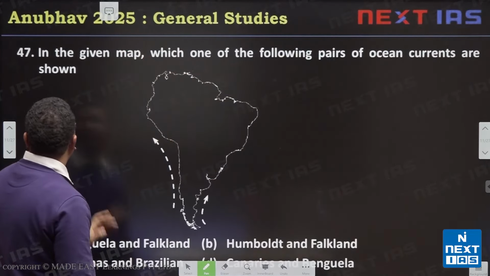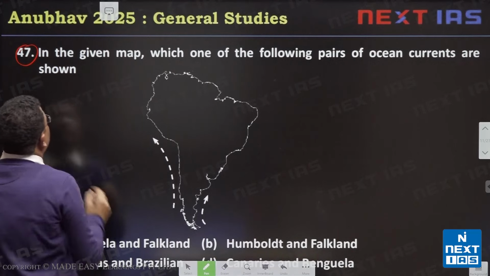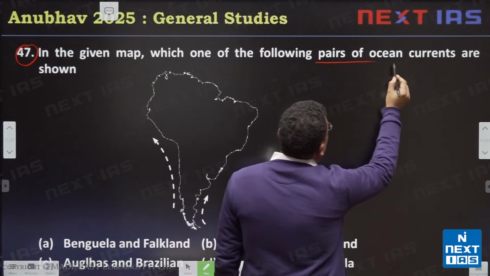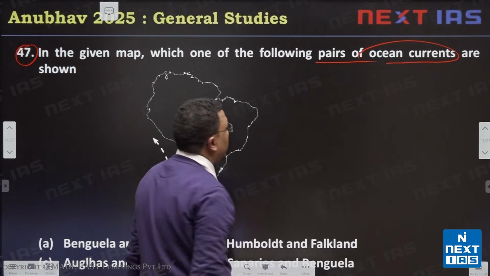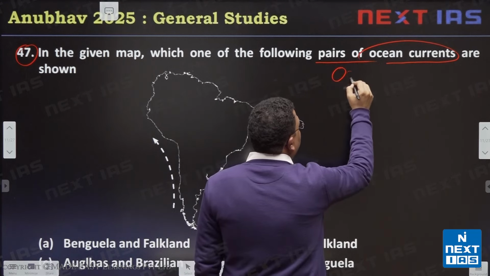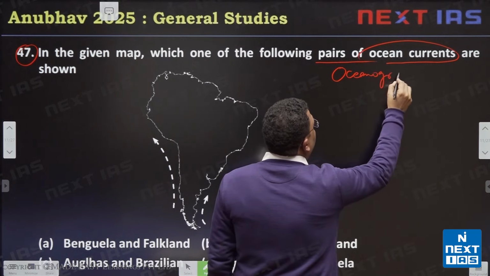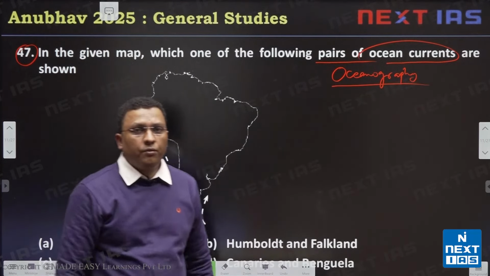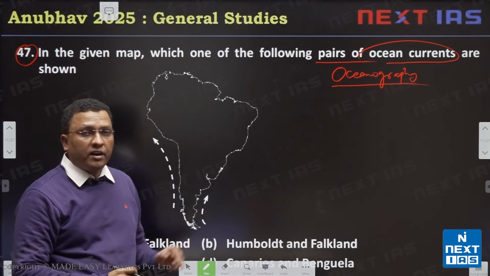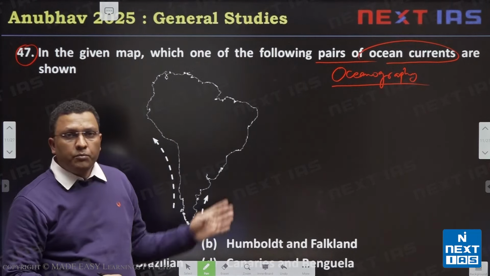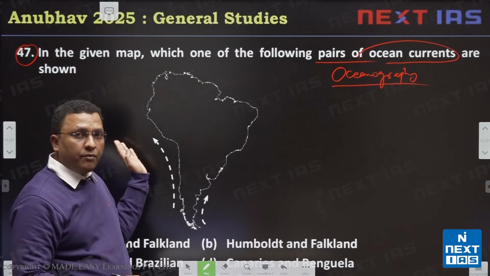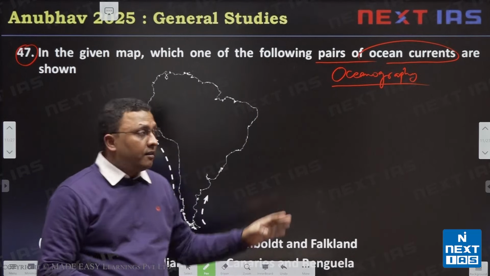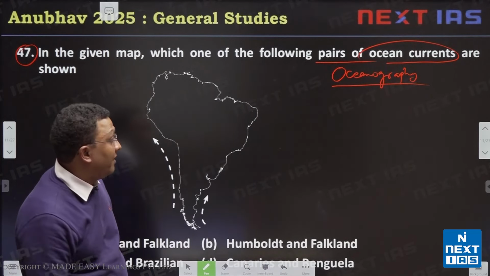Now let's see the next question, that is question 47. It says, in the given map, which one of the following pairs of ocean currents are shown, right? So this again is a question based on oceanography, right? And as we discussed just now, within this topic of oceanography, the two focus areas of UPSC have been distribution of temperature, a question based on that we have already discussed, and the second important area is ocean currents. So this is a question based on ocean currents, right?